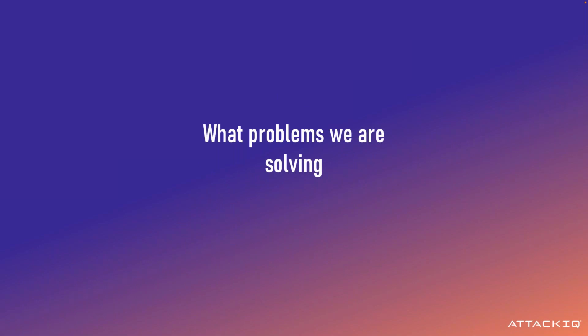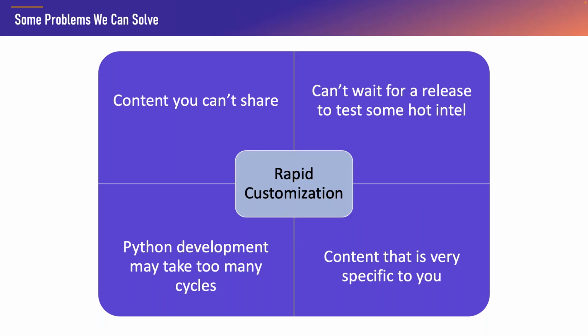So what problems are we solving here? What are we trying to do? There are things that require some rapid customization. Maybe there's content you can't share, or you can't wait for a release to test in some hot intelligence that you have. Perhaps you've gotten something from your information sharing organization, like your FSISAC or LSISO or something along those lines, where you have that information, you can't necessarily share it to a broader group, but you need to be able to test against that intelligence as quickly as possible.